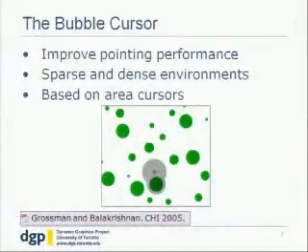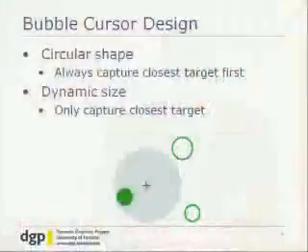We came up with a new technique called the bubble cursor, which extends area cursors. This was published at CHI in 2005. The problem with area cursors is that if you have multiple targets, like in the example of Adobe Illustrator, and you have a given area, when you cover an area, you might be covering multiple targets, and the system doesn't know which one it is that you want to select. So basically what the bubble cursor does is it allows selections in both sparse and dense environments by using a dynamic activation region, which we'll talk about in a second.